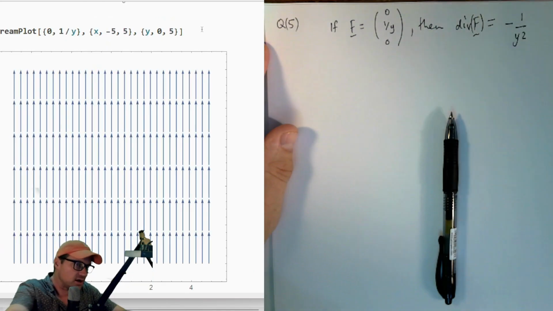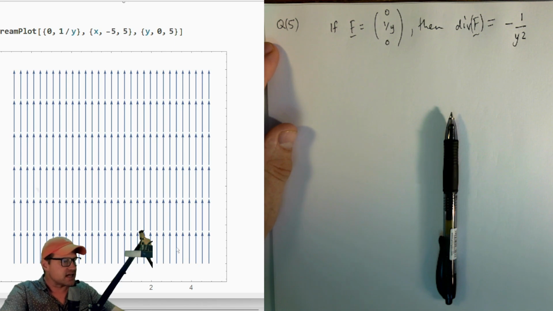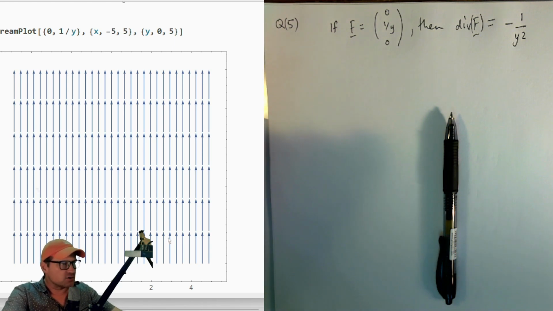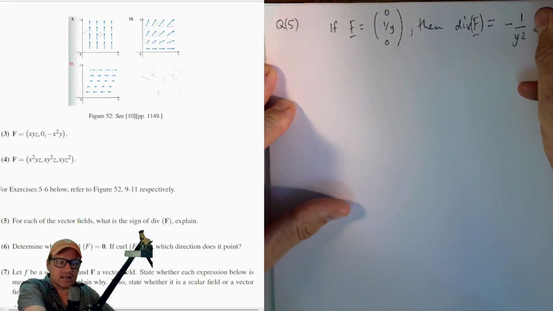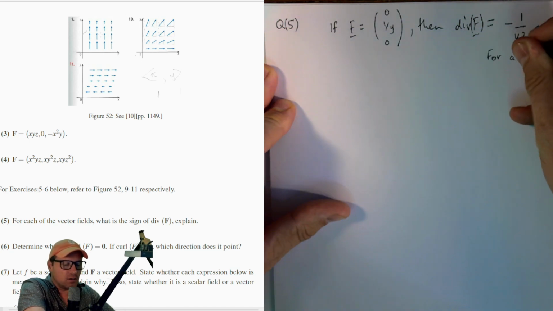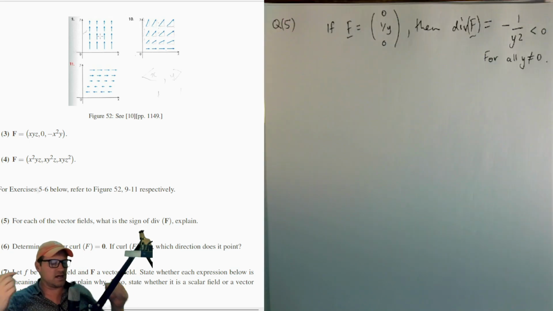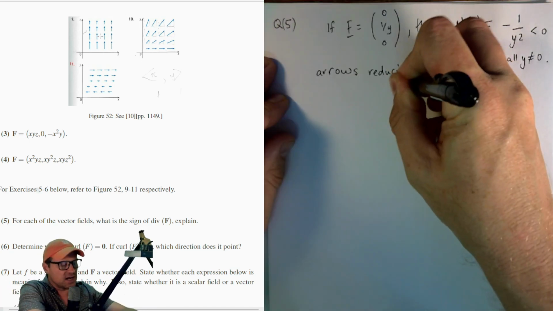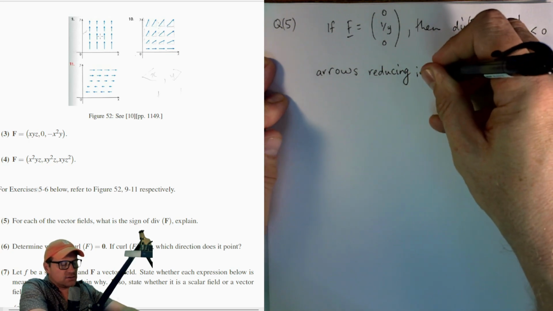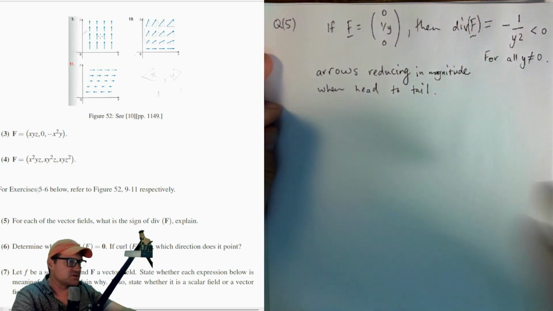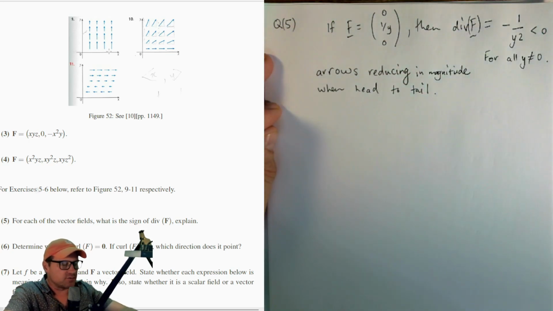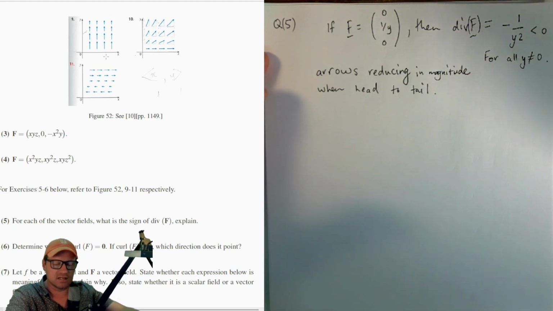So running stream plot here, this is an example. You can barely see that the arrows are getting smaller as you go along with this example, but it looks a lot like what we have there in the PDF, like this one. And so this is negative for all y not equal to 0. Okay, so arrows getting smaller, I'm going to say reducing in magnitude when head to tail, like what you see there in the top left. So in the top left, we have an example of div f negative.